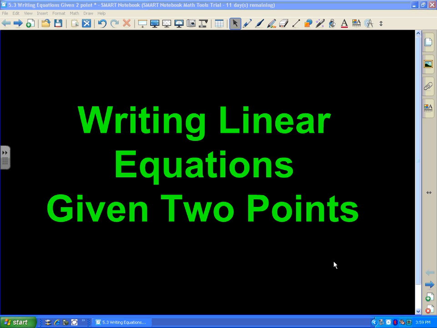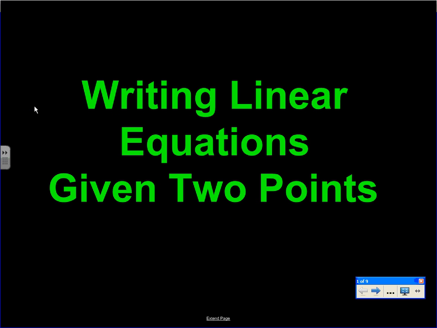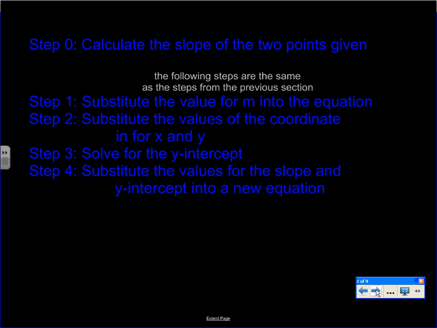For the section that we're going to be doing right now, we are going to be learning how to write linear equations given 2 points. If we look on the next page here, there are 5 steps to do this. And if you've seen my video on the previous section, steps 1, 2, 3, and 4 are the same as from the previous section. The only difference is we've added a new step.